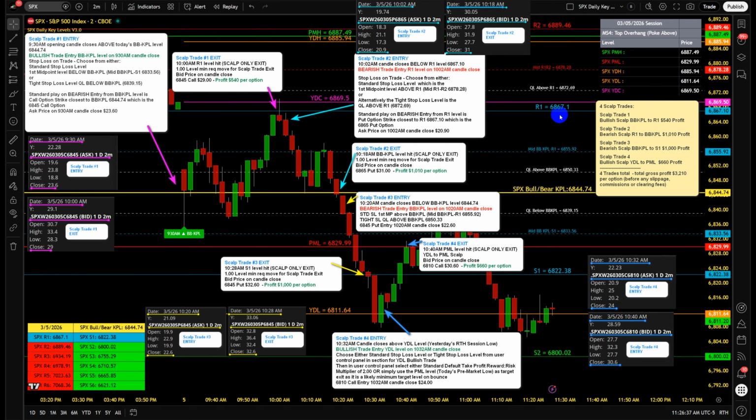They also have 0 DTE and 1 DTE options. This trading strategy, the daily key levels trading strategy for SPX, is for using either 0 DTE, as we're using today, or 1 DTE options.